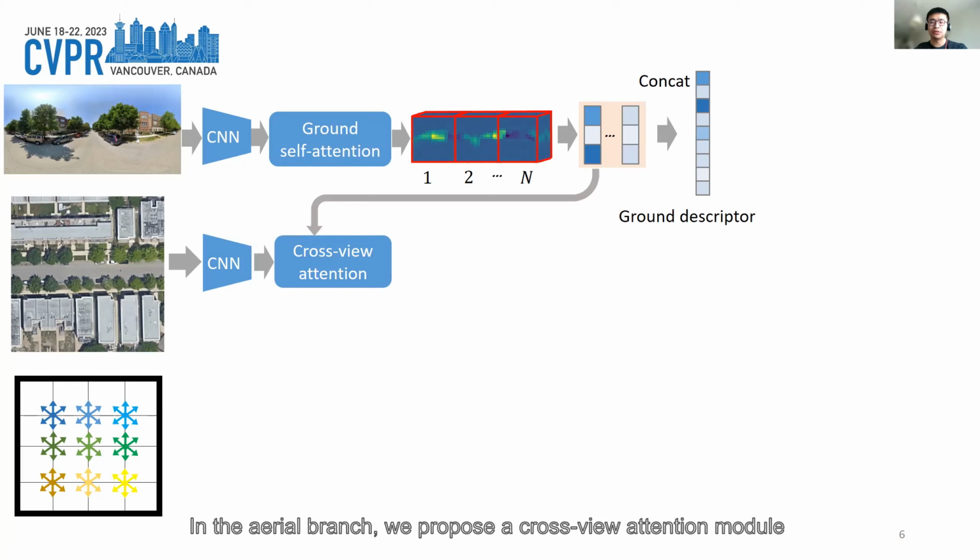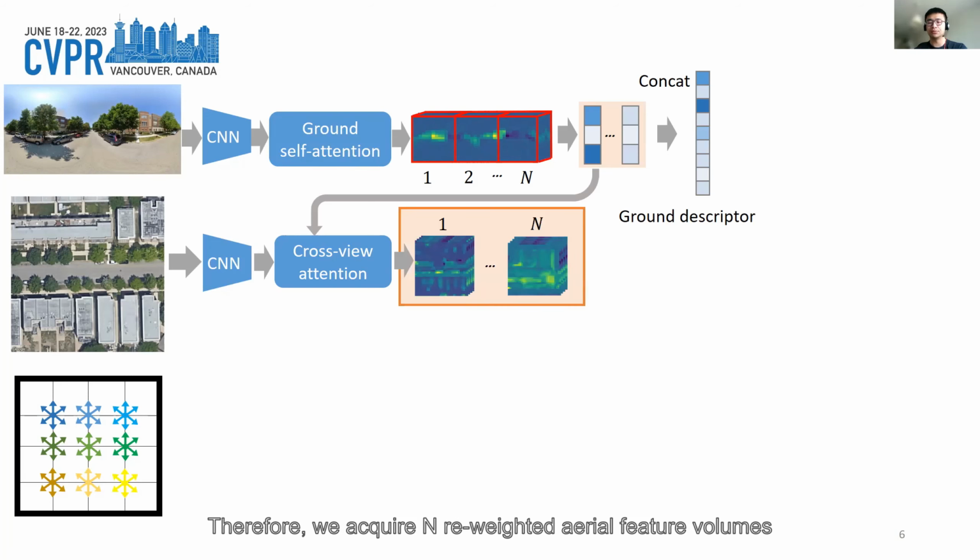In the aerial branch, we propose a coarse view attention module that reweights the aerial feature based on the similarity between the extracted aerial feature and each of the ground slice descriptors. Recall that each ground slice descriptor describes the scene in a specific ground viewing direction. Therefore, we require n reweighted aerial feature volumes that correspond to n viewing directions in the ground camera's field of view.